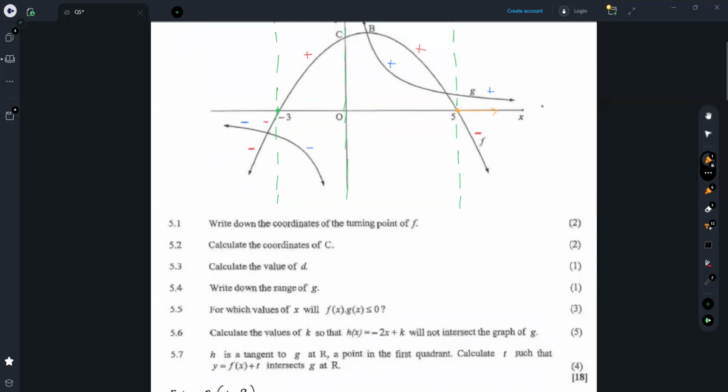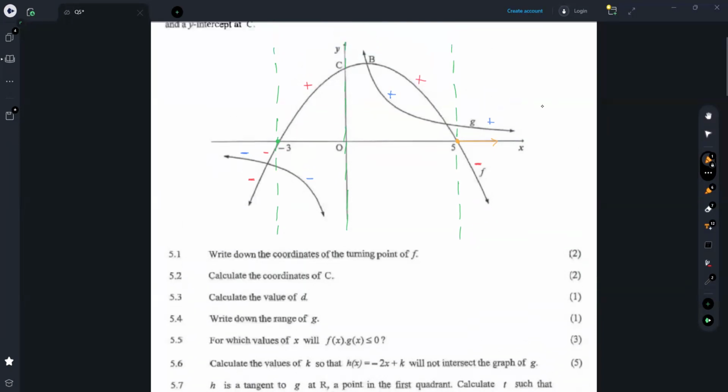And now let's analyze again here. In between 0 and +5, I see that both functions are positive, so I'm not looking at that part. And now let's check this part here. Between 0 and -3, I see that f of x is now positive and g of x is negative. So between these two values, this one is positive, this one is negative, so it satisfies the condition.